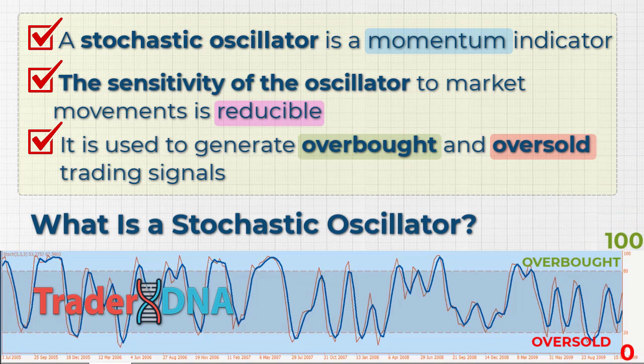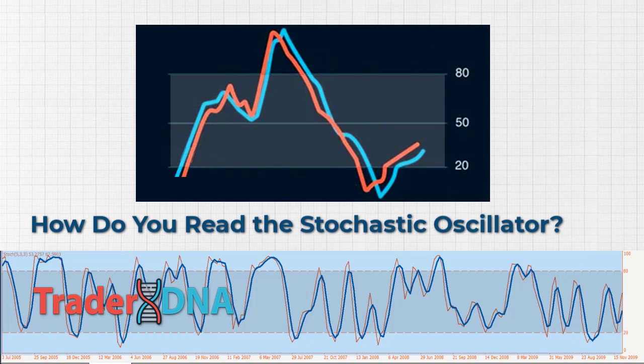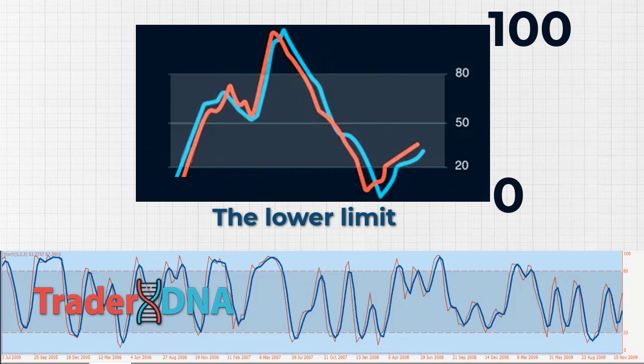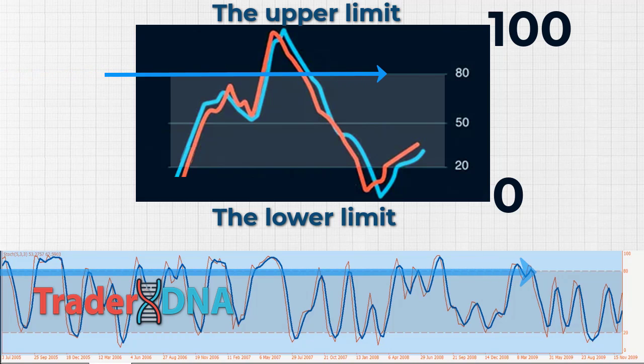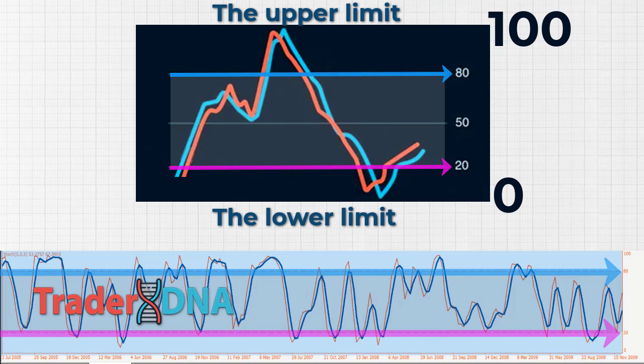How do you read the stochastic oscillator? The stochastic oscillator represents recent prices on a scale of 0 to 100, with 0 representing the lower limits of the recent time period and 100 representing the upper limit. A stochastic indicator reading above 80 indicates that the asset is trading near the top of its range, and a reading below 20 shows that it is near the bottom of its range.